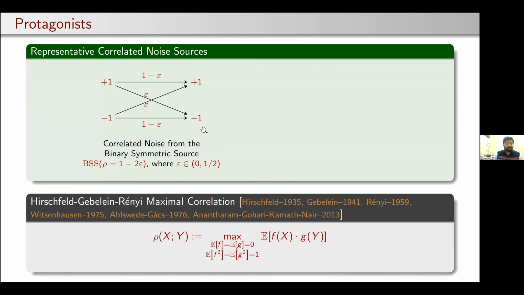Let me introduce the main protagonists of today's talk. In today's talk, we will be considering correlated private randomness generated by two channels. For example, the first one that we consider is noise generated by a binary symmetric source. In this, a party obtains a random bit.